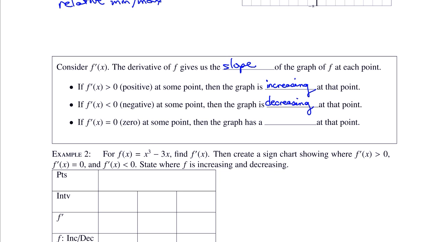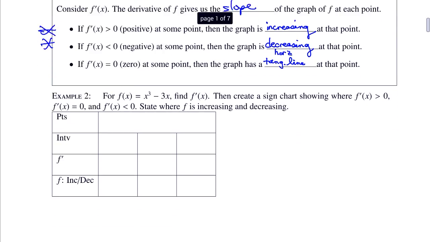And if f prime is 0 at some point, then the graph has a horizontal tangent line at that point. To be constant, you would have to be constant on a series of points, but this one is in particular at a certain point. But we could get to that as well. All right, so these three, and in particular these upper two, this is the key to doing today's lesson. Knowing when the derivative is positive, that means the function is increasing. Knowing where the derivative is negative means the function is decreasing.